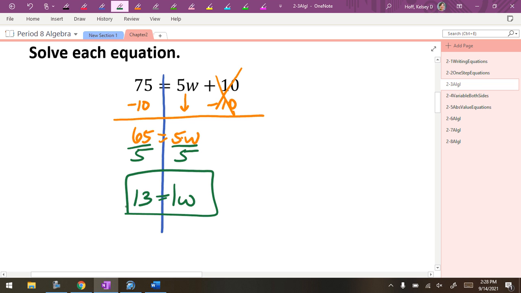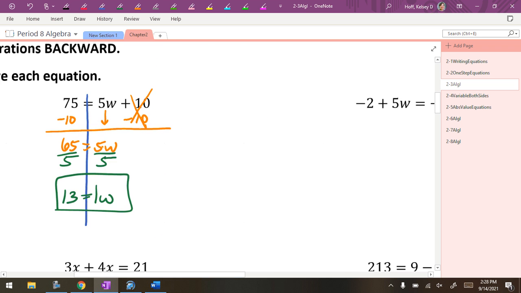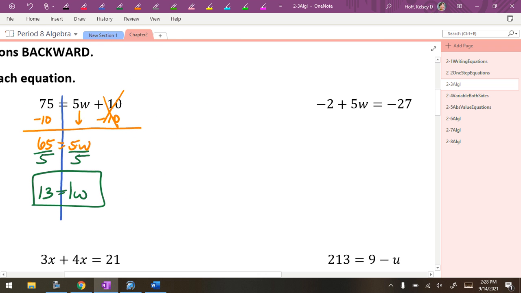Okay. Go to the right. Try that one on your own. Negative 2 plus 5w equals negative 27.